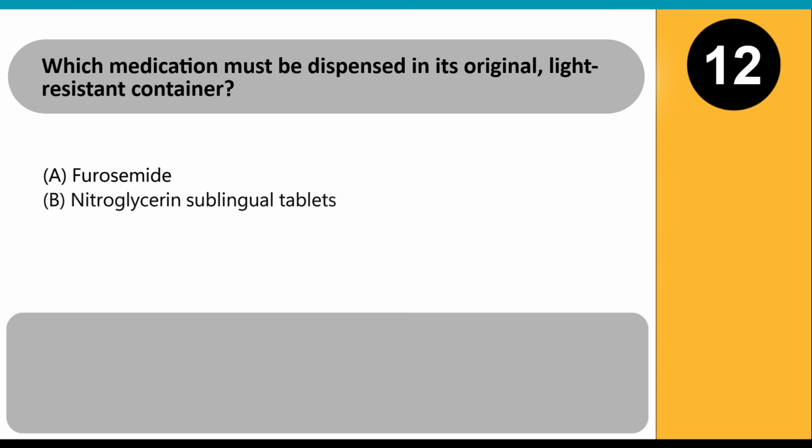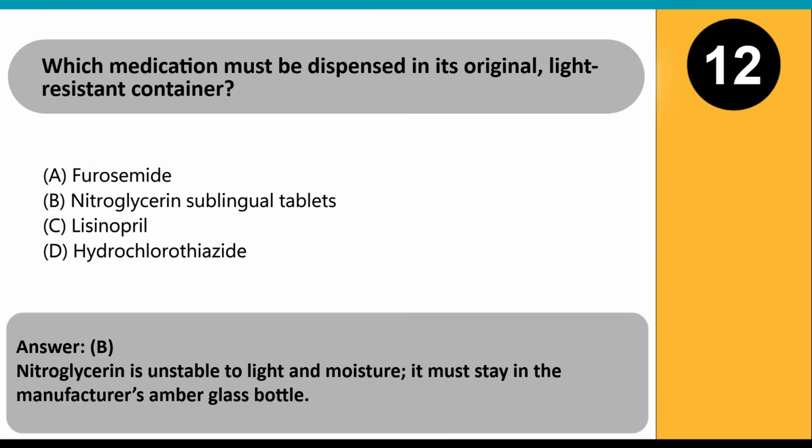Which medication must be dispensed in its original, light-resistant container? A. Furosemide. B. Nitroglycerin sublingual tablets. C. Lisinopril. D. Hydrochlorothiazide. Answer: B. Nitroglycerin is unstable to light and moisture. It must stay in the manufacturer's amber glass bottle.